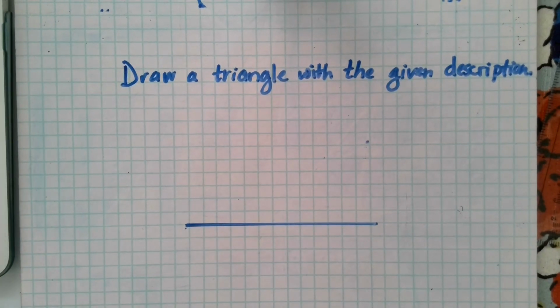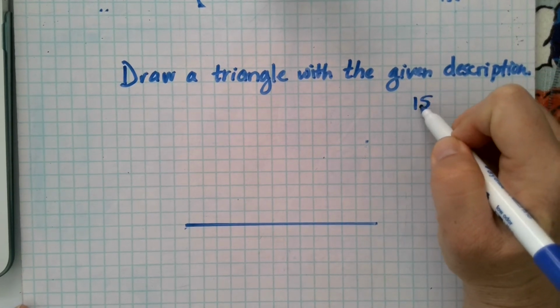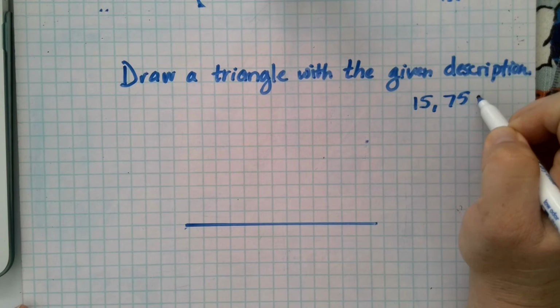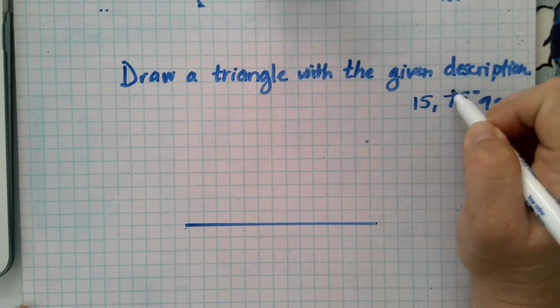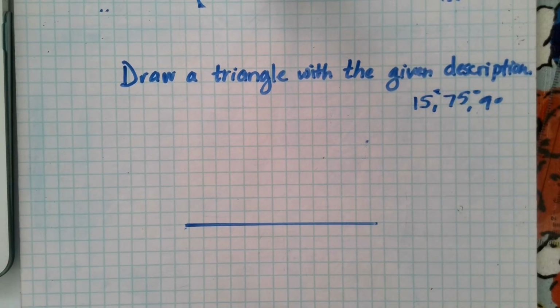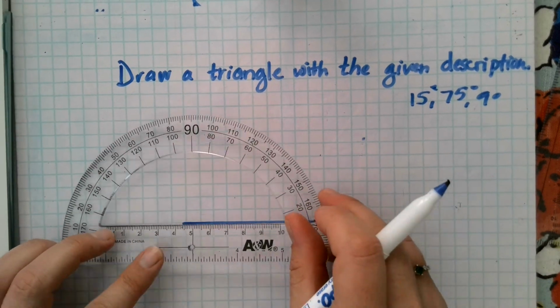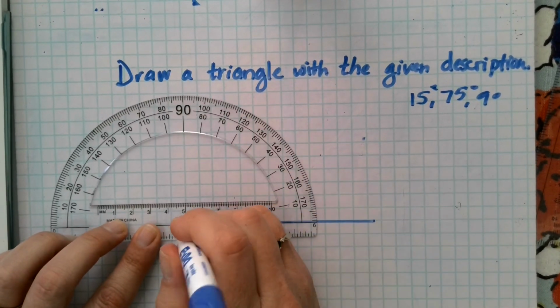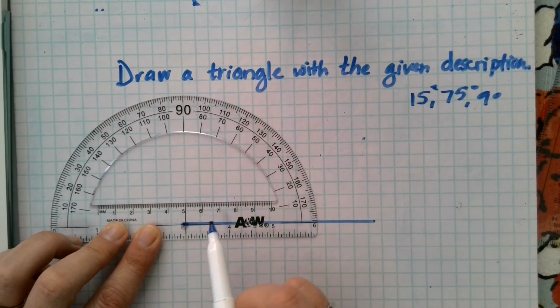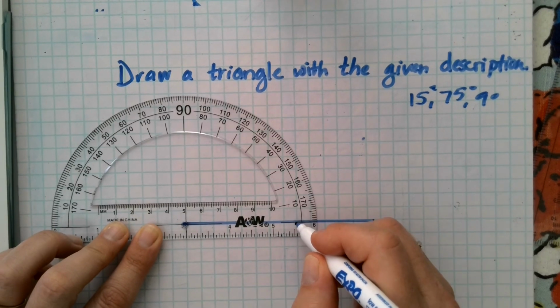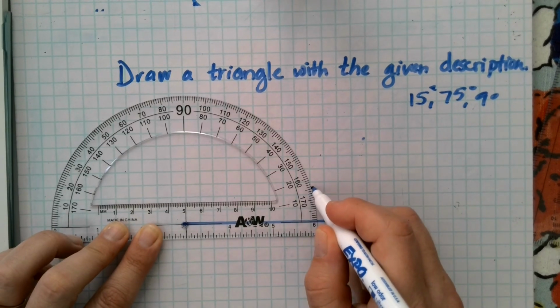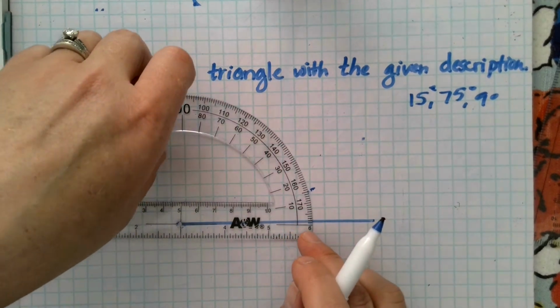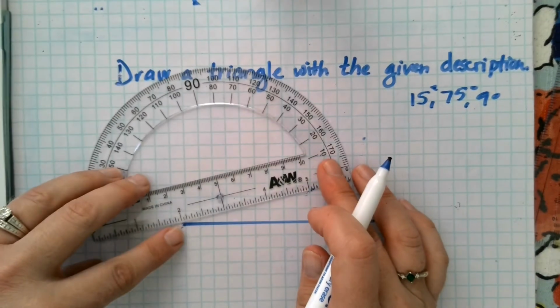Okay, here's the tricky part. Now you have to draw a triangle with a given description. So it has to have a 15-degree angle, 75, and a 90-degree angle. So here's my strategy for that. Just start with a flat line, put your hole right there, and you're going to look out and go 15 degrees. Make sure you start at 0, go up to 15, and we're going to put a dot right there. Okay, so we have a 15-degree angle.